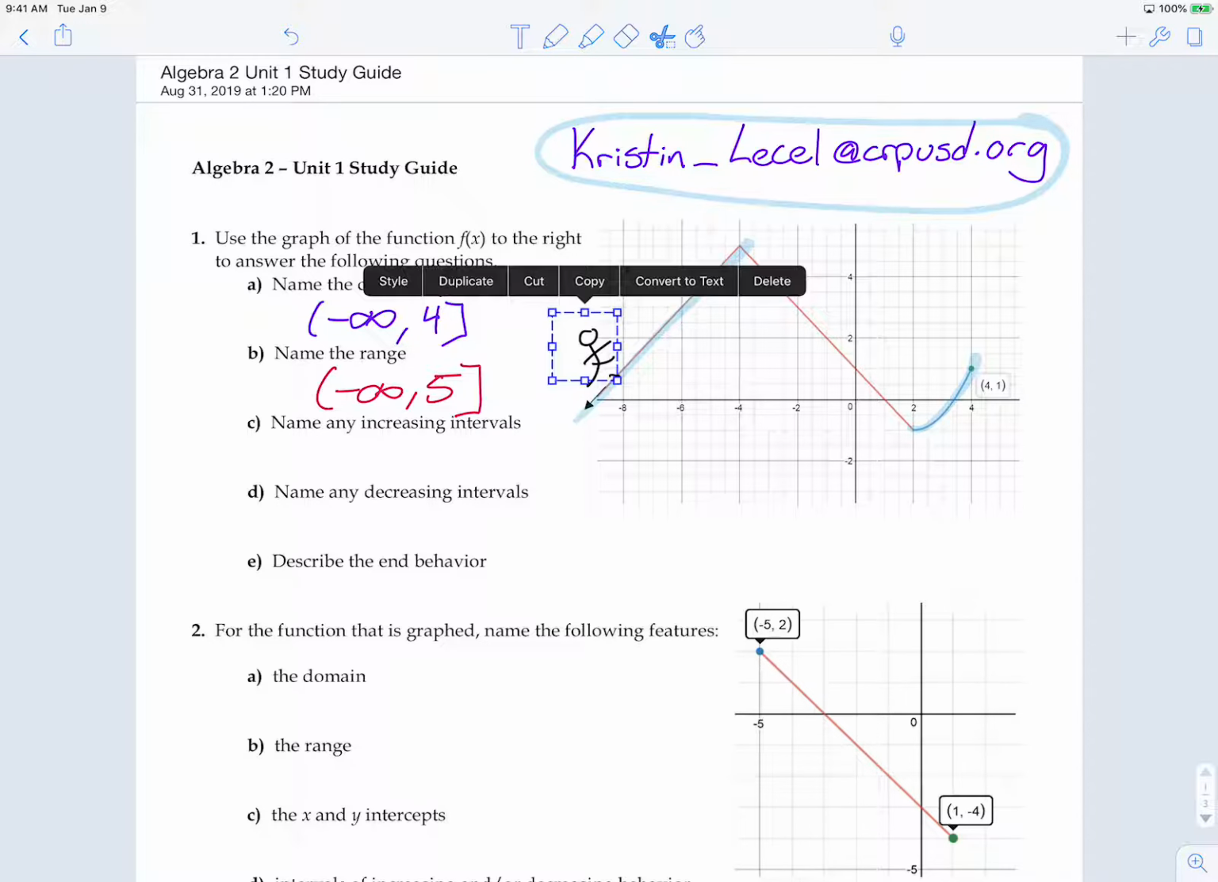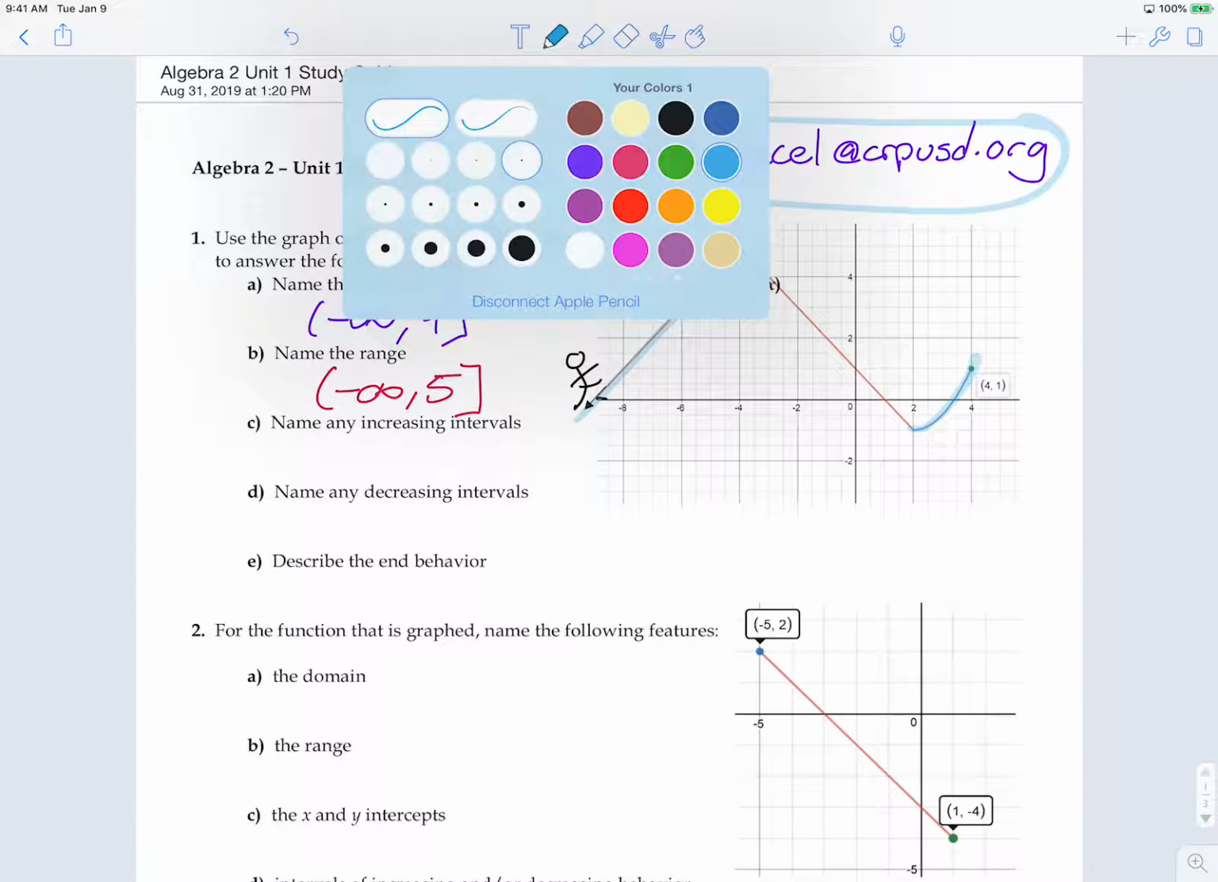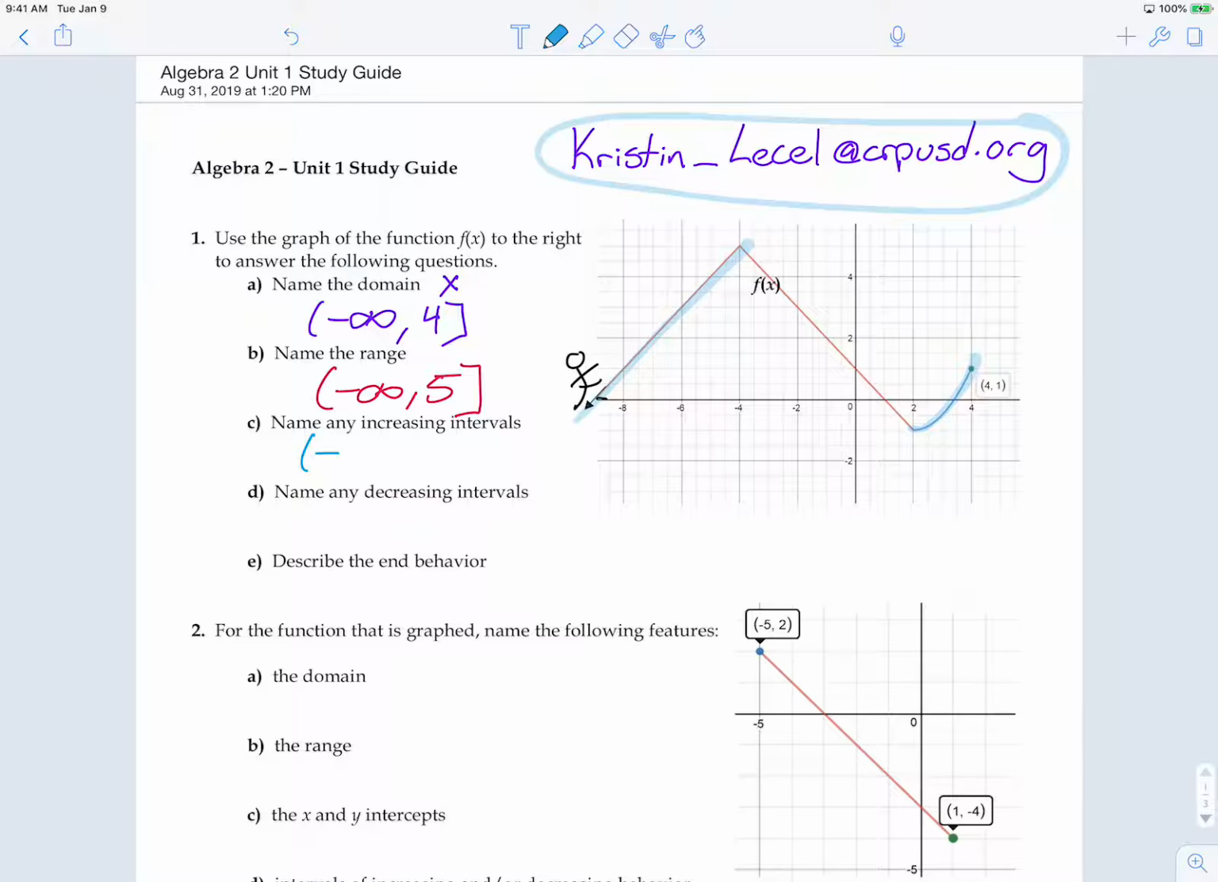I'd be going uphill. As soon as I got to the next part, I would end up walking downhill, and then I'd be walking uphill again. So you start on your left-hand side, and you start walking just like you're taking a hike. So for the increasing intervals, you are starting at negative infinity. Remember that these intervals are always named by the x coordinate, always the x-axis. So it goes all the way to negative infinity, but it ends at negative 4.